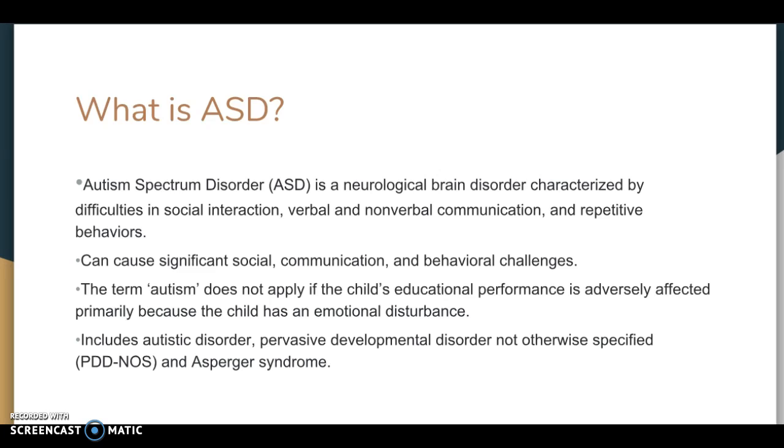Autism spectrum disorder is a neurological brain disorder characterized by difficulties in social interaction, verbal and nonverbal communication, and repetitive behaviors. It can cause significant social, communication, and behavioral challenges. And we'll talk more about that and how that relates to issues in education and the general education classroom setting, and the typical characteristics that we see.